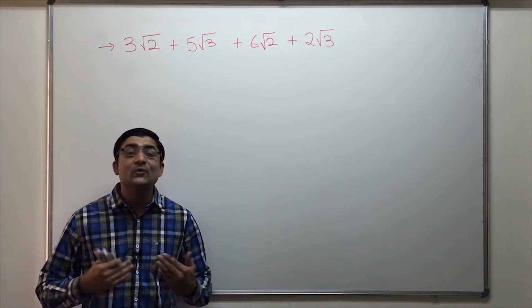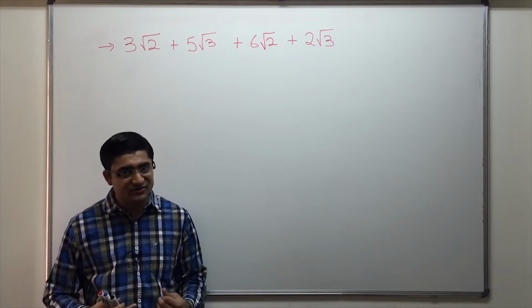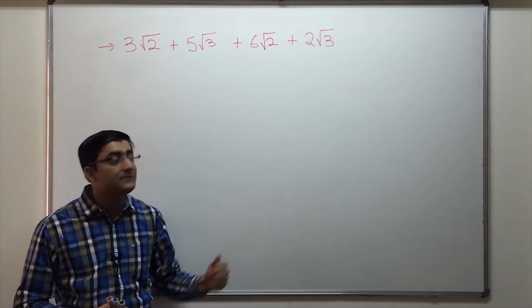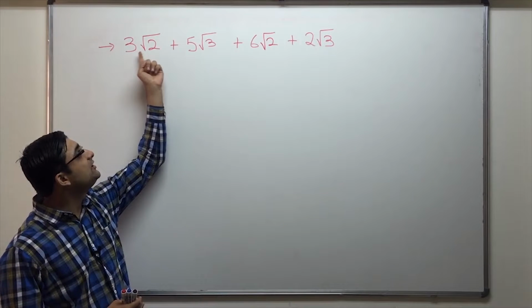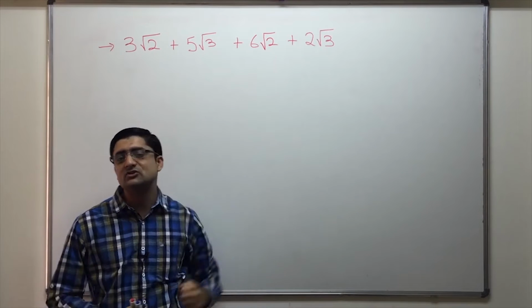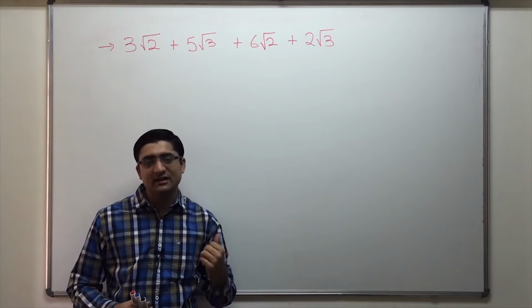So in this video, we're going to learn how to add irrational numbers. To explain the concept, I've taken a very simple example over here. So let's read through it. 3 root 2 plus 5 root 3 plus 6 root 2 plus 2 root 3. So how do we add irrational numbers?